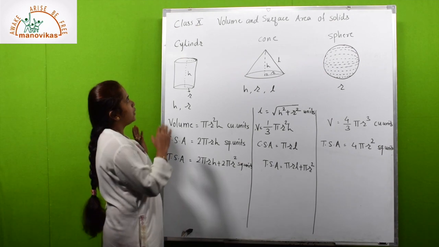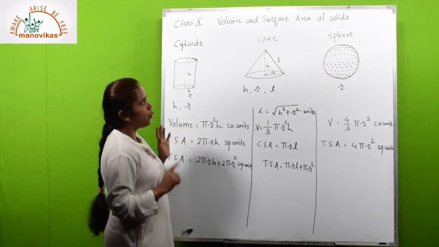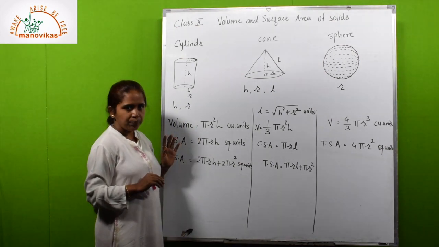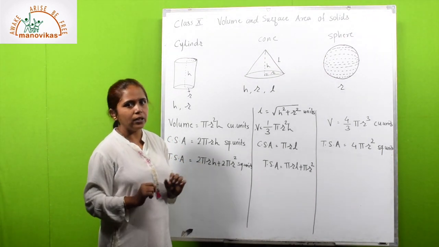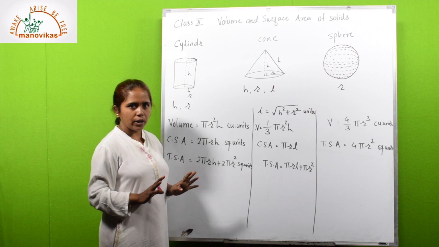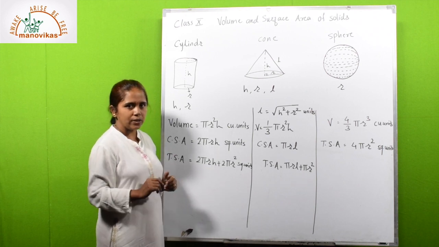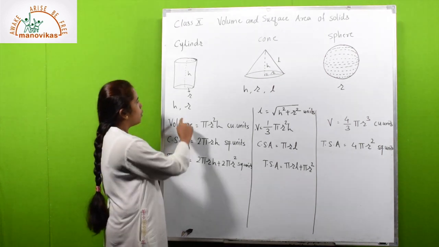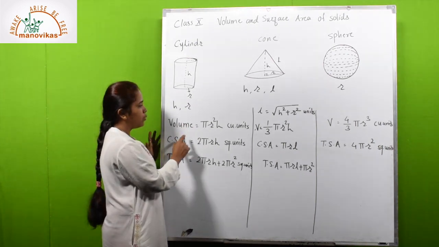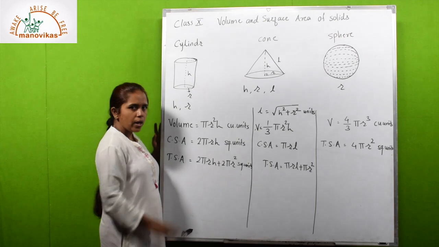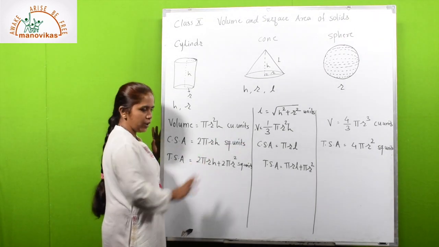Now here we are going to discuss about the volume and surface area. Okay, volume is nothing but the space occupied by the solid. Okay, already you learned that in the previous standard. Now we'll see what are the formulas for the volume. For the cylinder, volume is pi r square h cubic units.